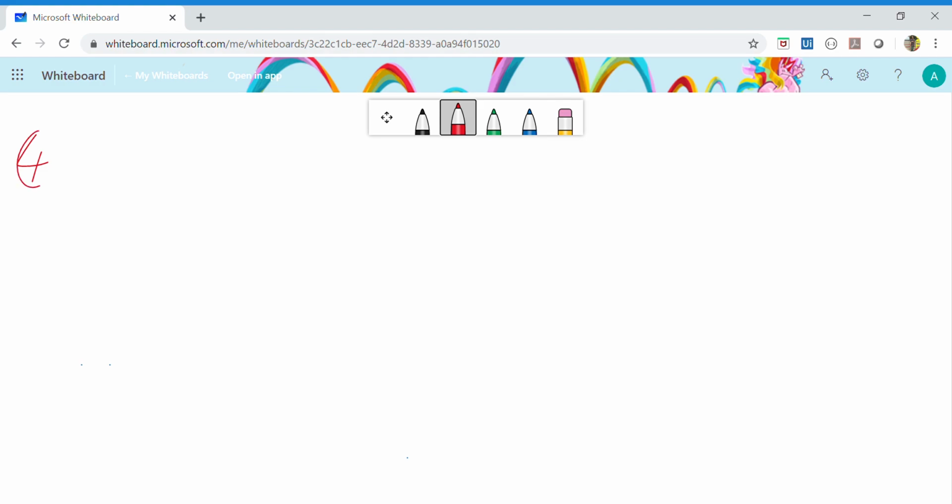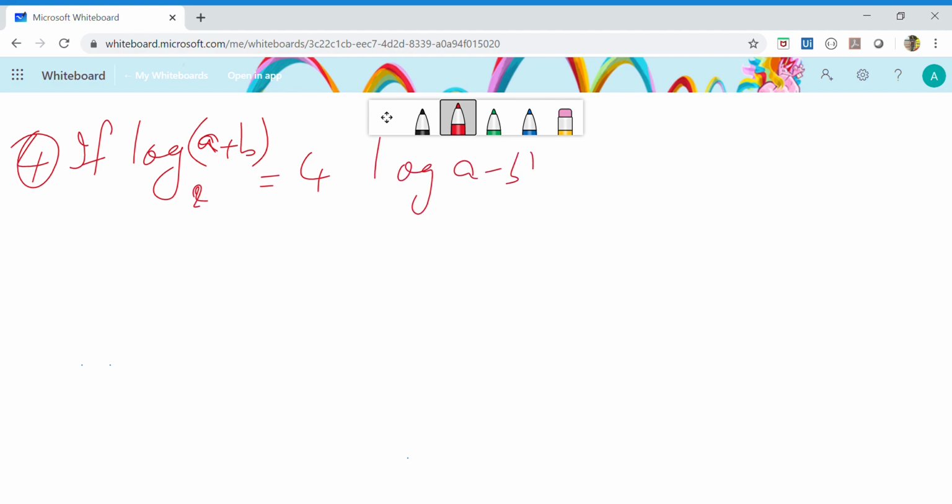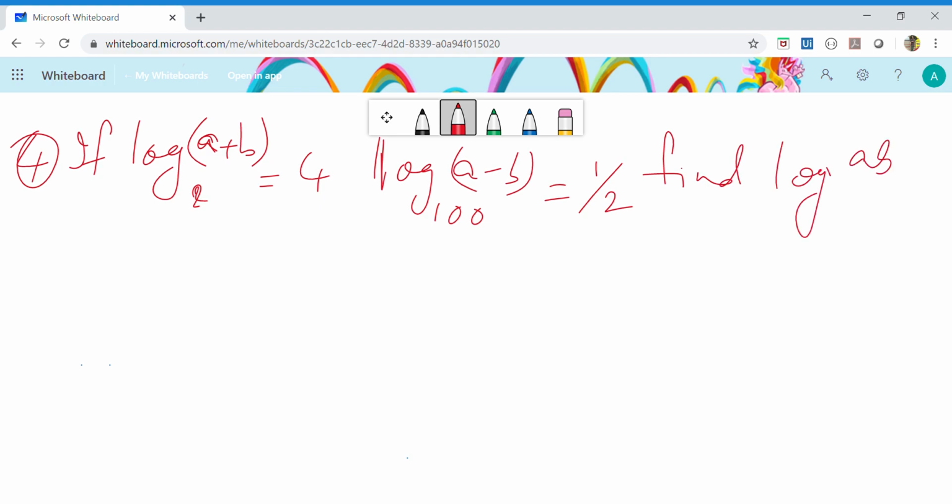Fourth question is, if log of a plus b to the base 2 is equal to 4 and log of a minus b to the base 100 is equal to 1 by 2, then find the value of log of ab to the base 39.